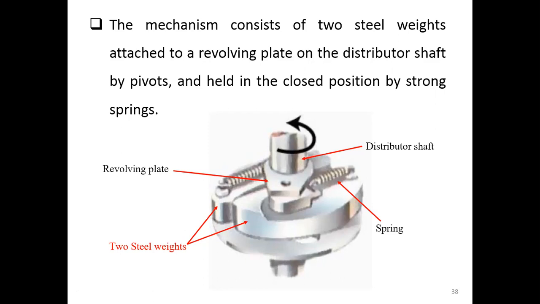So when it rotates, it gives you centrifugal force, which will try to separate these two steel weights, making them go apart from each other. And this spring will try to keep these two steel weights close to each other. So the centrifugal force fights with the spring force to open the gap of these two steel weights. That will result in more ignition advance.